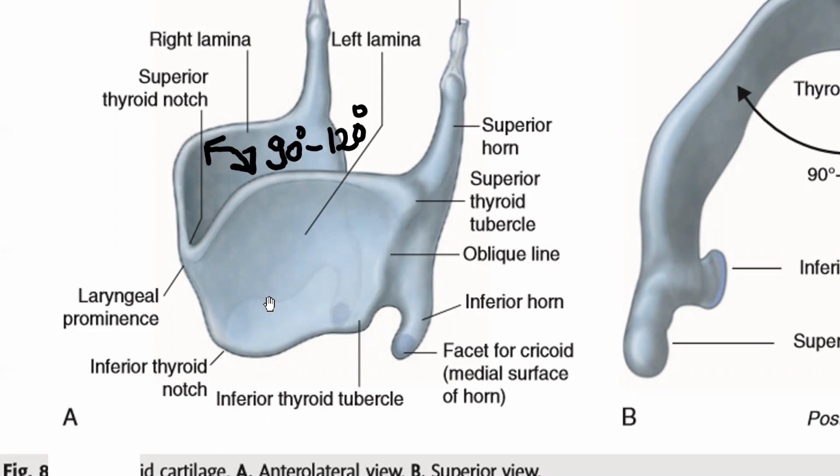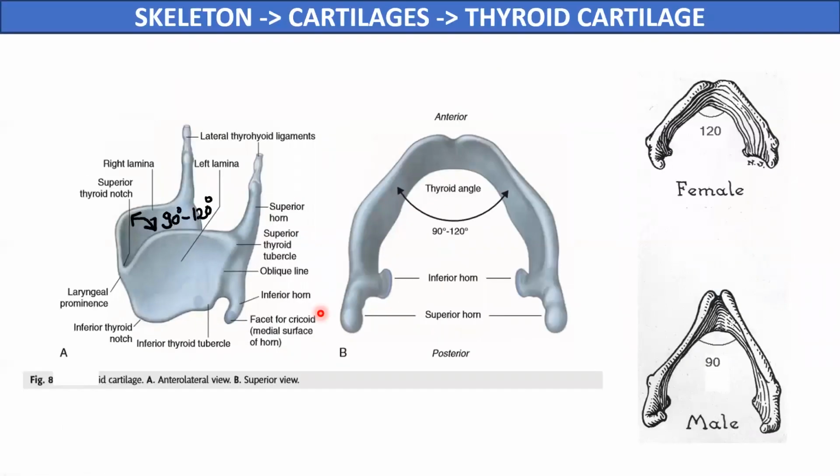And along the anterior border where the two laminas join, they will make an angle of 90 to 120 degree. This angle will be 90 degree in males and 120 degree in females. And this acute angle of 90 degree in males is responsible for a prominent laryngeal prominence or Adam's apple in males. Now, along the upper and the lower border of the lamina of the thyroid cartilage, a number of ligaments and membranes are attached, which we will study in the next diagram.